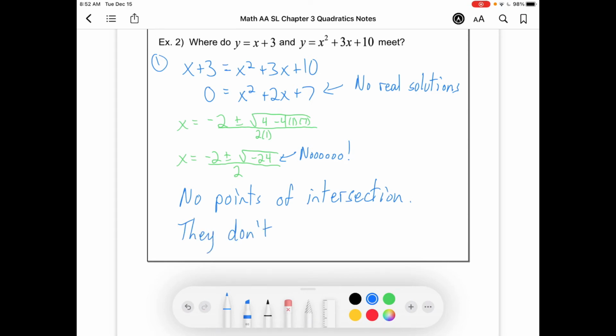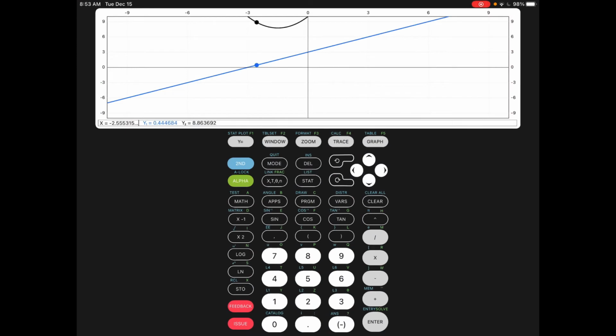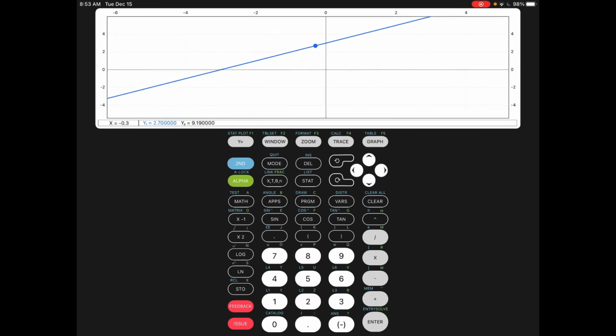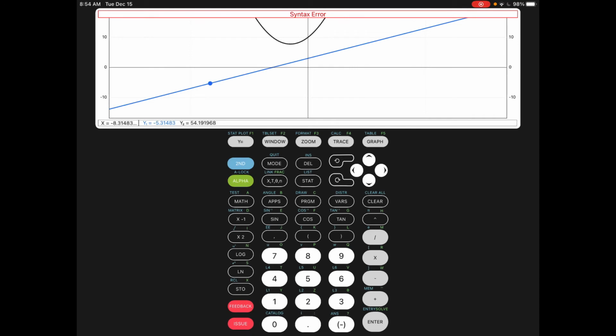Now you could also check that out on your GDC. There are the two functions. Let's graph them. I don't see a lot of them. Maybe I'll change up my axes here. I could just zoom out. So I zoom out on these functions. I see that they actually don't meet, and that confirms what we found algebraically.